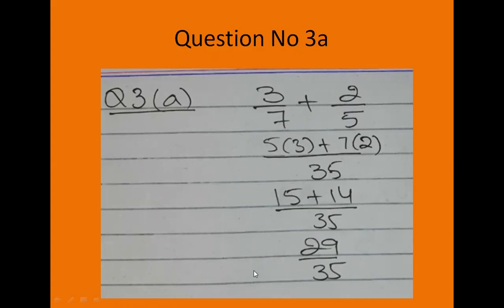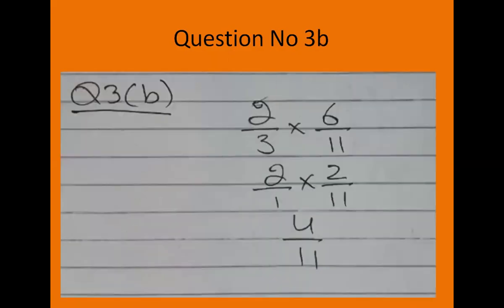So this is question number 13A part. Question number 13B part, he says 2 by 3 of 6 by 11. 2 by 3 of 6 by 11 will be 2 by 3 multiplied by 6 by 11. So the 3 and the 6 will be cancelled, and you will be left with 2 by 1 multiplied by 2 by 11. 4 by 11 is the answer.